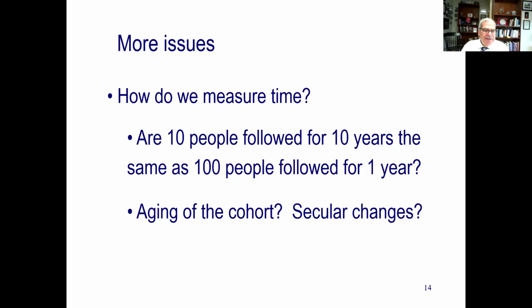And you're kind of asking this question: are 10 people followed for 10 years the same as 100 people followed for 1 year? Thinking about these pieces, thinking about the aging of a cohort, the population, thinking about secular changes, just things to think about. There are no parts that you will do as you think about a mortality rate, where you're interpreting that mortality rate or you're going to calculate that mortality rate.